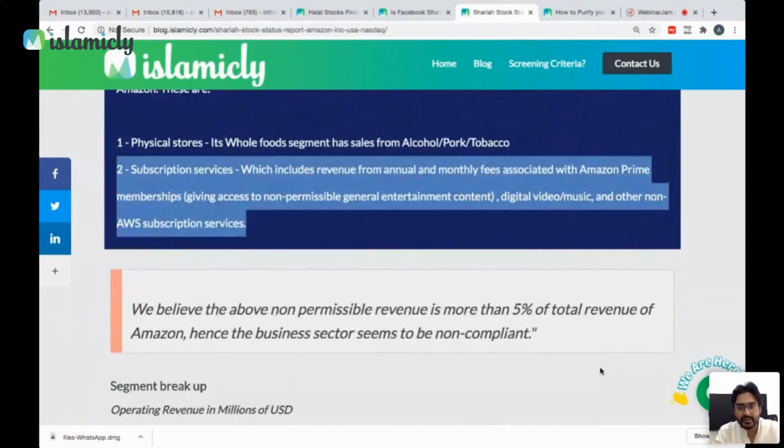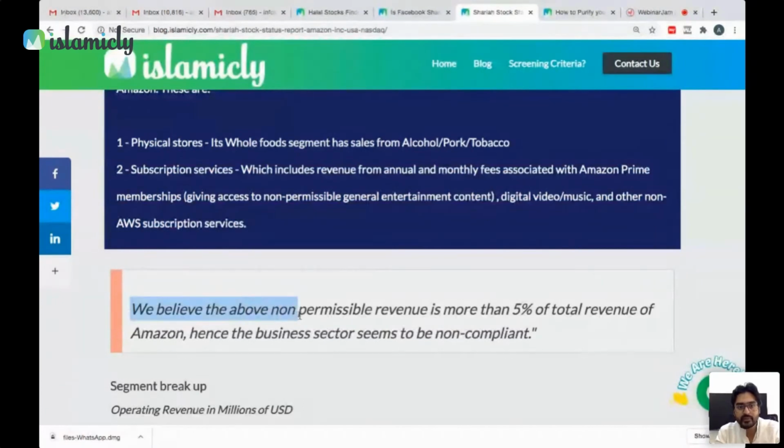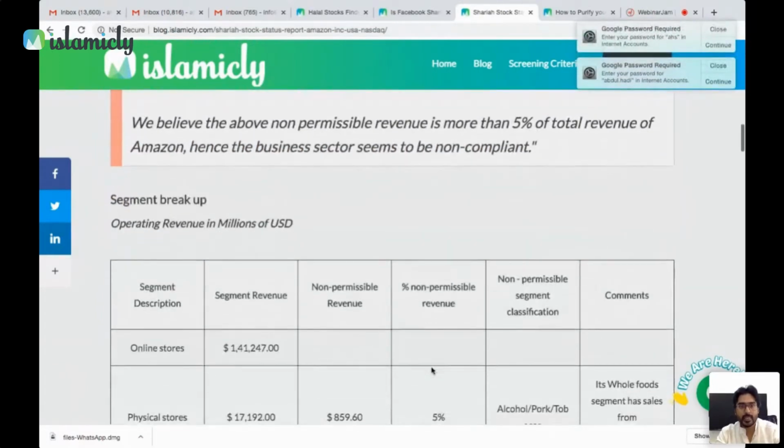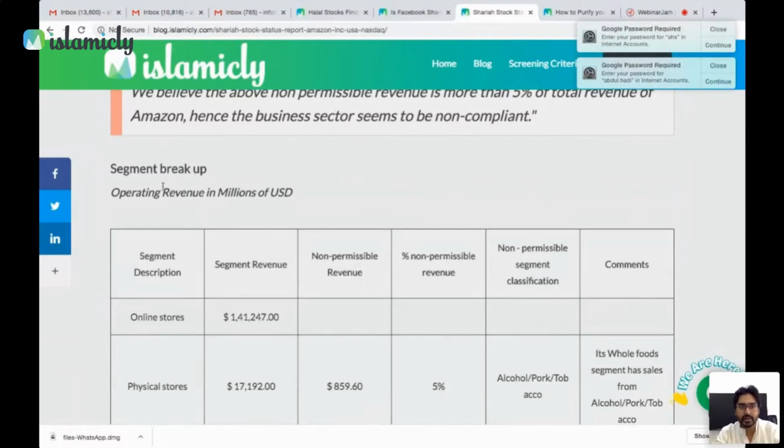Let's look at that detail. So having said this, to give you an instant answer, we believe the above non-permissible revenue is more than 5% of total revenue of Amazon. Hence, the business seems to be non-compliant, right? Now, how did we arrive at all of this? Let's look at it in detail. So let's look at the segment breakup.